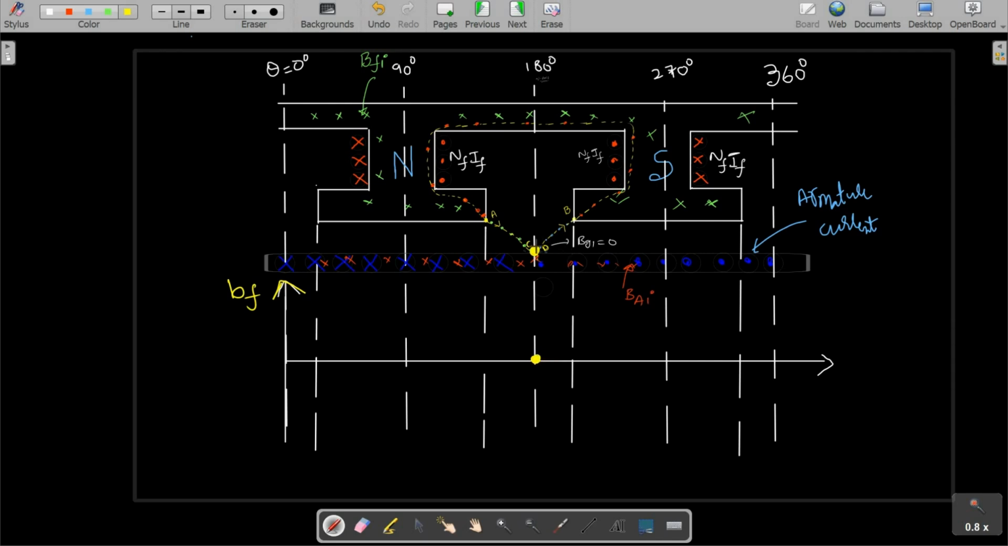This is the explanation for the yellow path. And tomorrow we will take another path and we'll see the same explanation. Okay. Thank you.